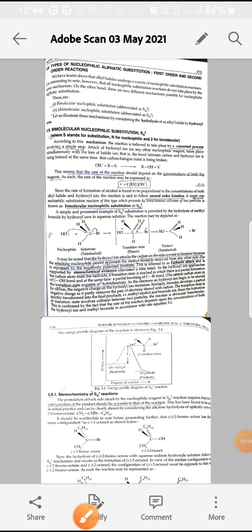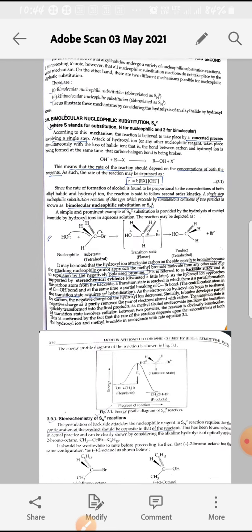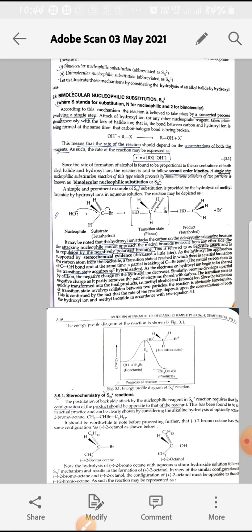Good morning, students. Next topic is types of nucleophilic aliphatic substitution reactions. In alkyl halides, there are two types of nucleophilic substitution reactions. One is SN1 and the other is SN2. SN1 is unimolecular; 1 means unimolecular. SN means nucleophilic substitution. Similarly, in SN2, 2 represents bimolecular. So, two types: one is bimolecular nucleophilic substitution and the second is unimolecular nucleophilic substitution reactions.